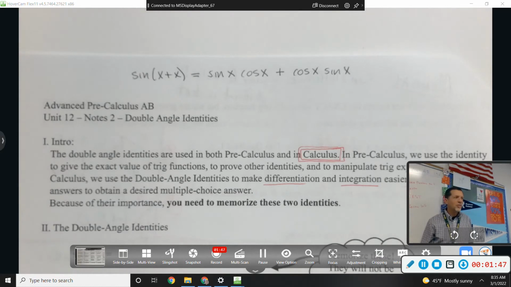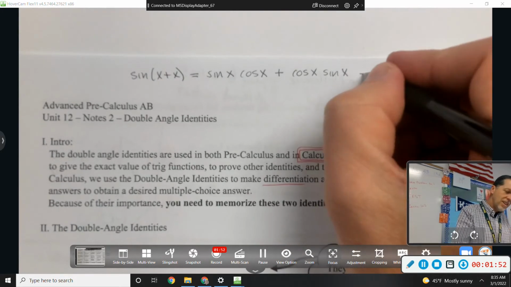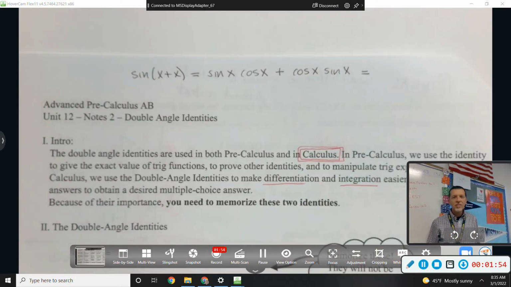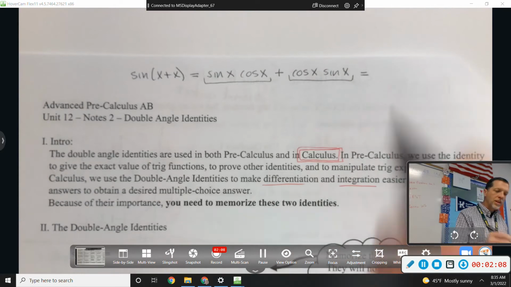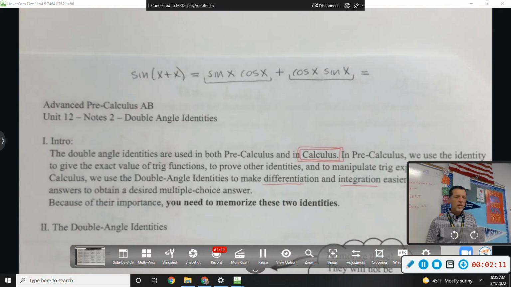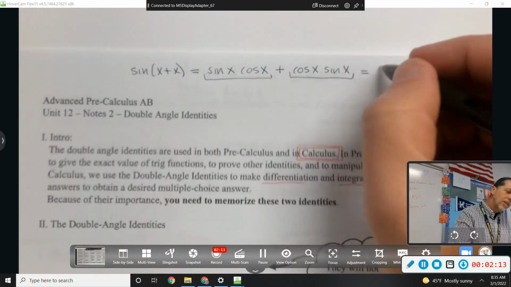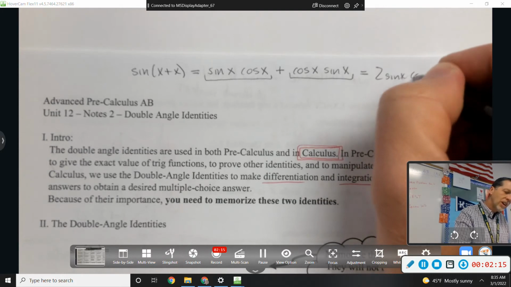But if the first one and the second one are the same, sine x cosine x plus cosine x sine x should be the same. Nothing squared. You're not multiplying those, you're adding them. Equals sine x plus, and those are like terms. They're in different order, but that's still like terms. 2 sine x cosine x.